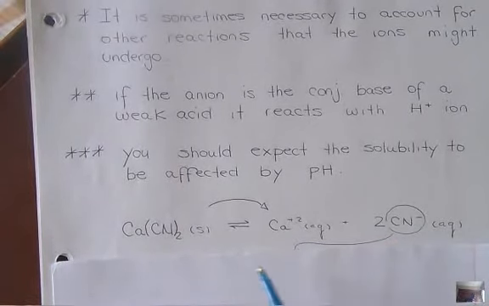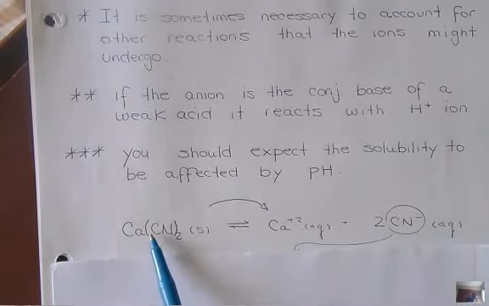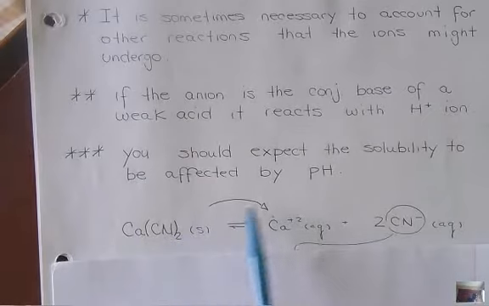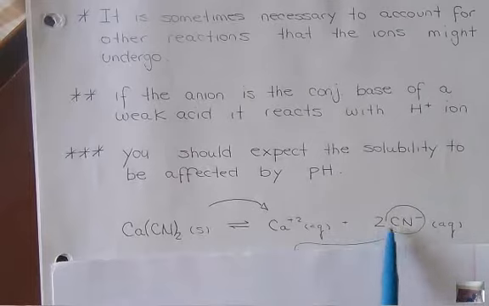Okay, so first reaction is the precipitation reaction. If I put calcium cyanide on the bottom of a beaker and I add water to it, it's got to go to the right. It's going to make a little bit of this and a little bit of this. You get twice as many cyanides for every calcium cyanide, right?